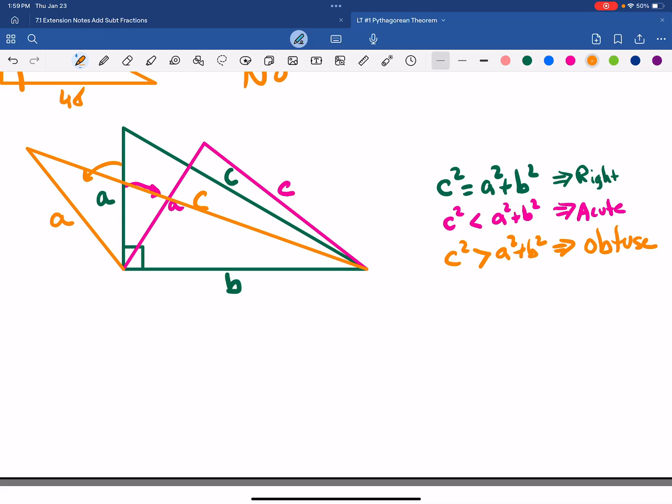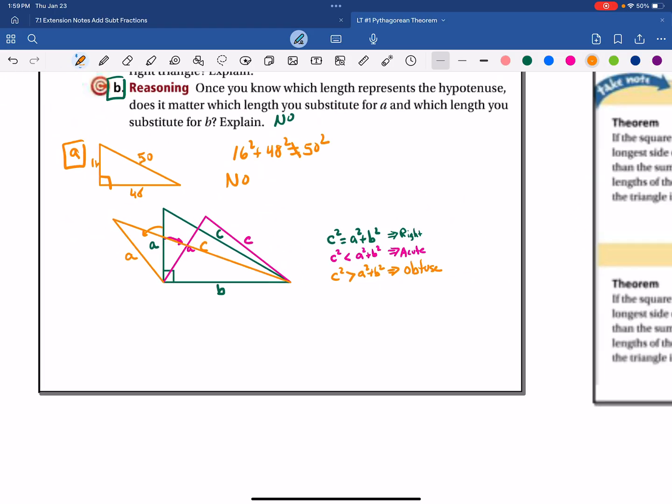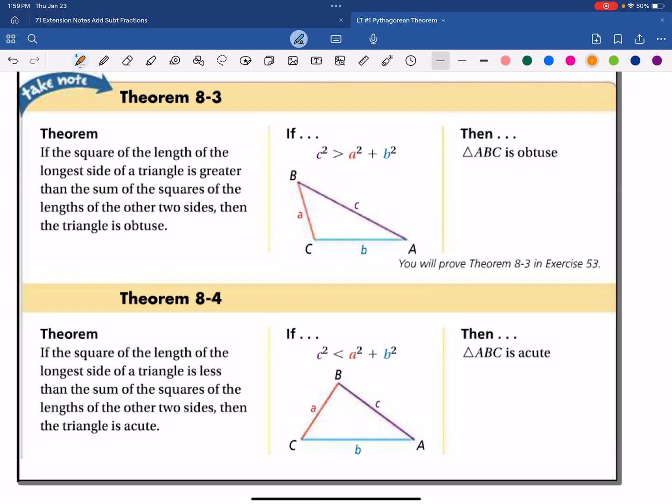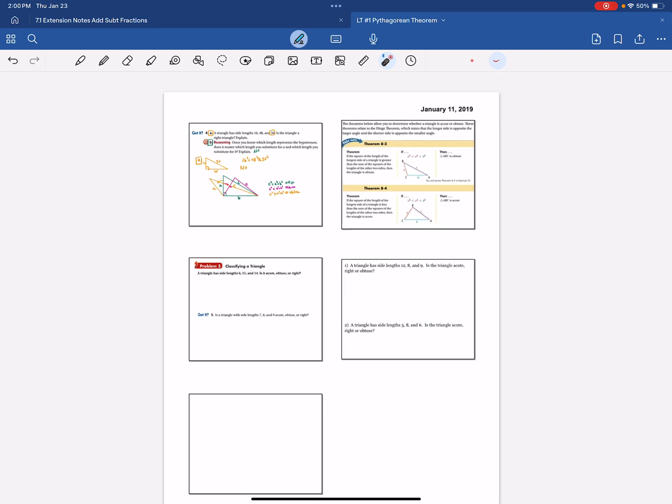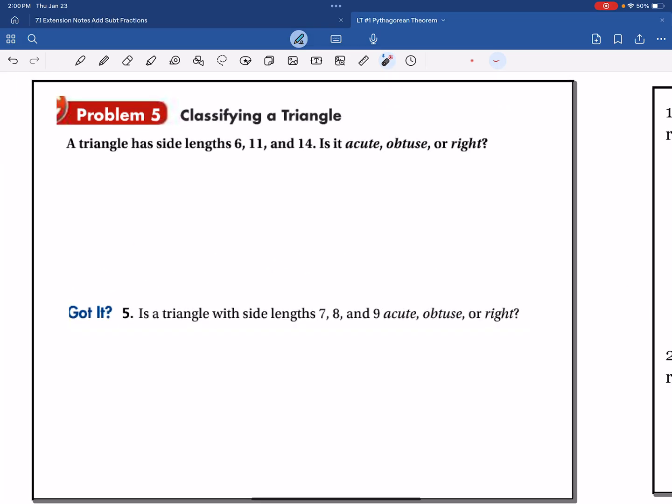Now, hopefully you can see that here in this diagram. When C squared is equal to A squared plus B squared, we get a right triangle. If C squared is less than, we get an acute triangle. And if C squared is greater than, we get obtuse. So notice we are always evaluating with C squared on the left. When C squared is greater, we have an obtuse. When C squared is less than, we have an acute. So that's what we're going to analyze here.